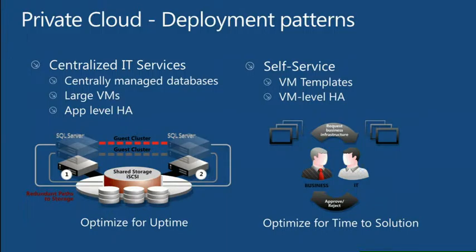So they typically have these three attributes. There are centrally managed databases. They tend to run on larger VMs, and there is application level HA. In our case, it's SQL Server level HA, right? And here is an example of what that architecture looks like.